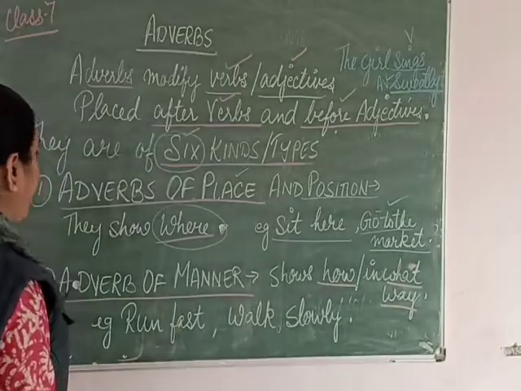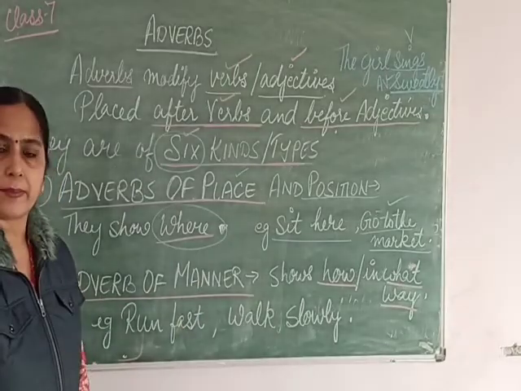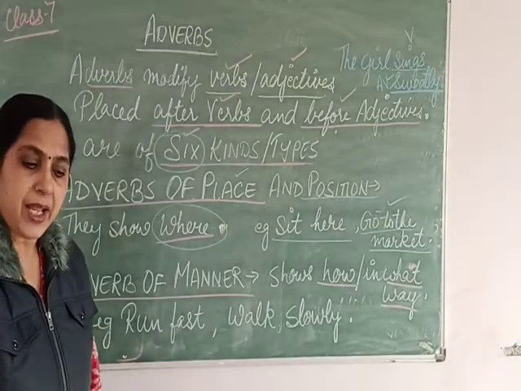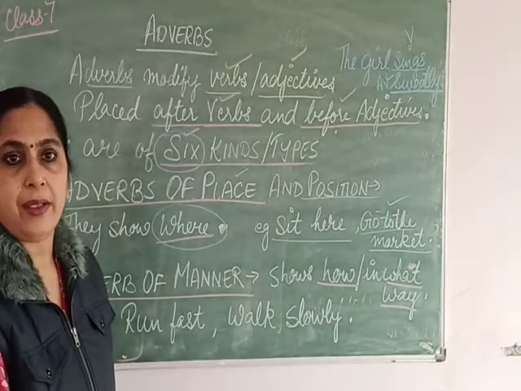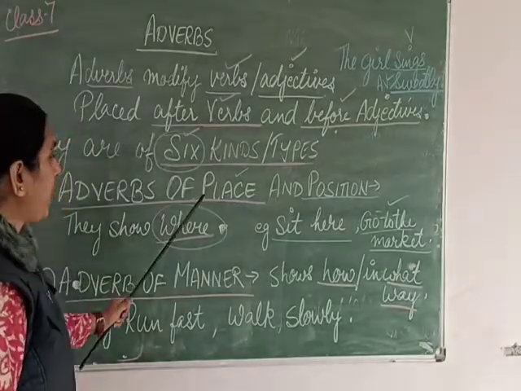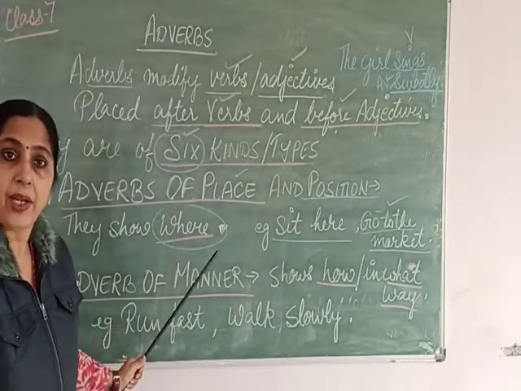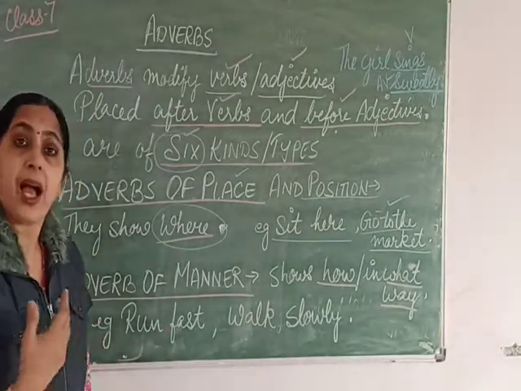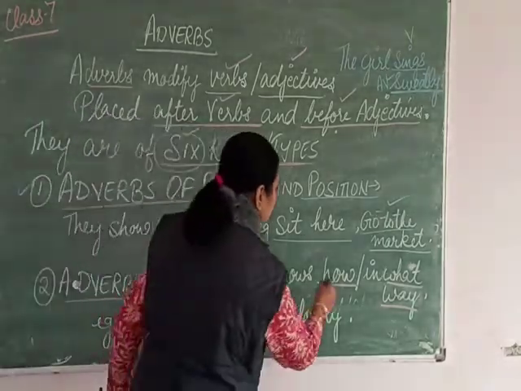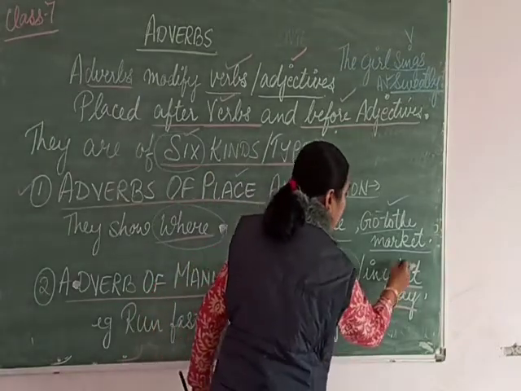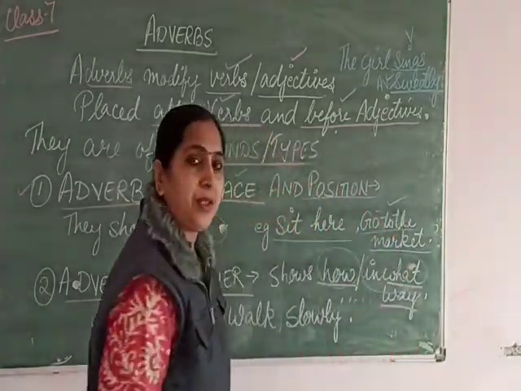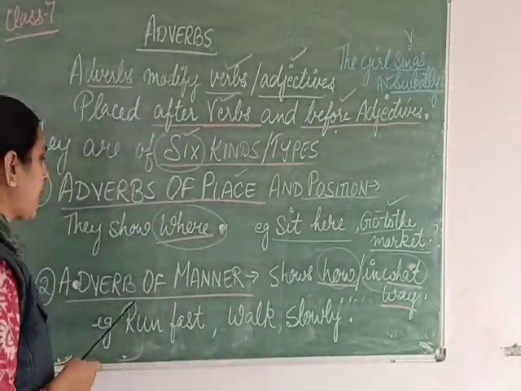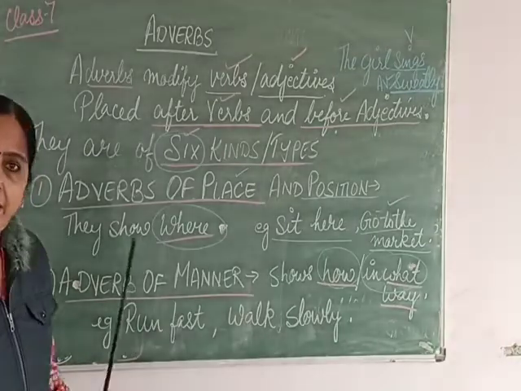Now second, adverb of manner. It tells how an action is done. Adverb of place tells where the action is done, but adverb of manner tells how. It shows how or in what way an action is done. Now we will understand adverb of manner with examples.